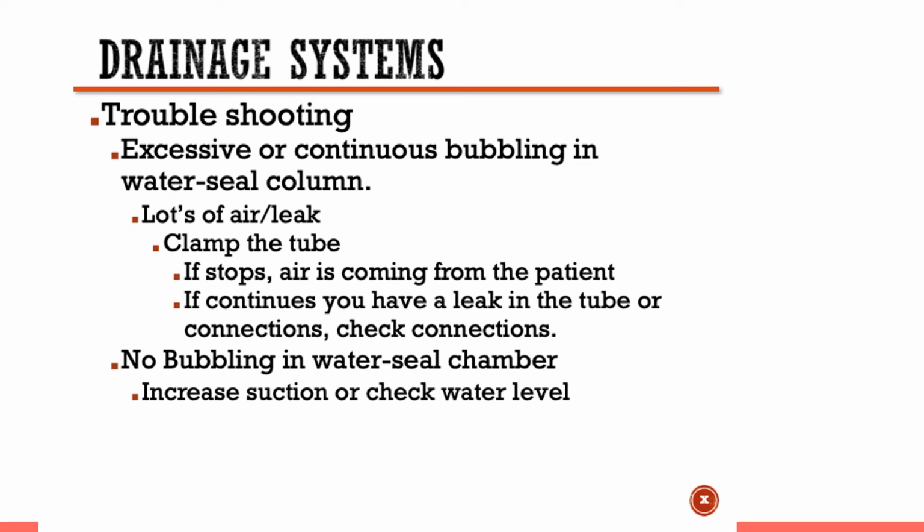Excessive or continuous bubbling in the water seal, again, that can be a loss of air or a leak. Then they go through the troubleshooting a little bit more, about where you could clamp the tube and see if the air is coming from the patient, or if you have bad connections within your system, within the chest tube itself or the chamber, or maybe just something came loose in the connections. If there's no bubbling in the water seal chamber, then you want to increase the suction a little bit, or make sure that you have enough water in the water seal chamber.